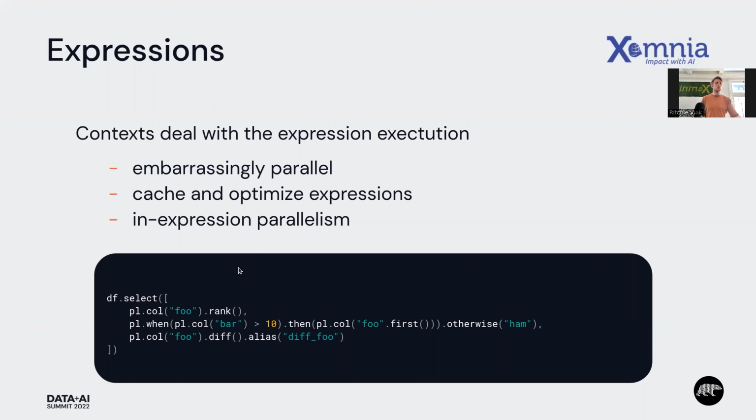But within an expression, there can also be parallelism. For instance, the when, then, otherwise has 3 branches, so we can compute those branches in parallel. And a branch can also be really expensive, so it can really pay off to do this in parallel. The context can also cache intermediate results when it thinks it needs to. For some more expensive expressions, such as window expressions, we do this.